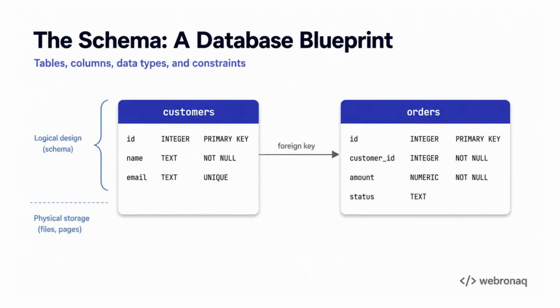Alright, so what exactly is a schema? Think of it as the blueprint of your database. Before a single row of data is stored, the schema defines what the data looks like, which tables exist, what columns each table has, what data type each column holds, and what rules or constraints apply.